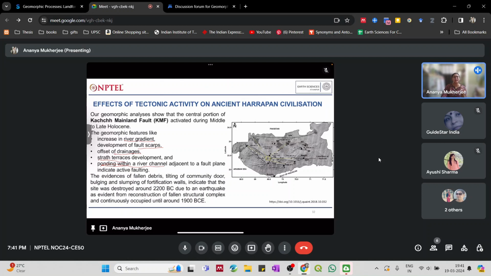observations that led to the understanding and hypothesizing that an earthquake event actually hit the Dholavira site about 2200 BC, and this was one of the major events that caused the decline in the Harappan civilization, as the settlements in Dholavira were studied.